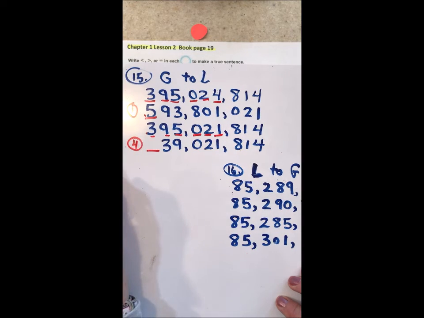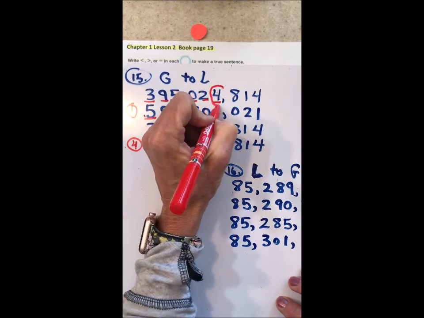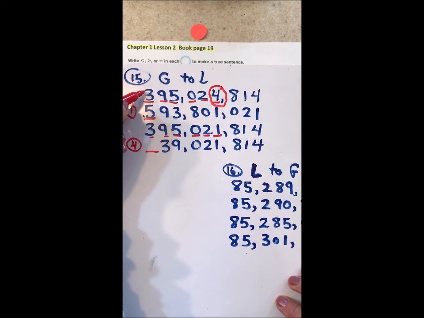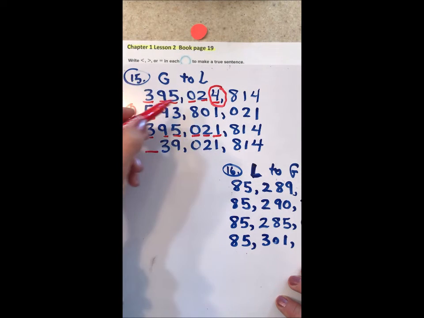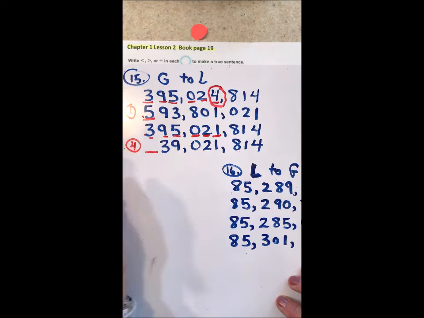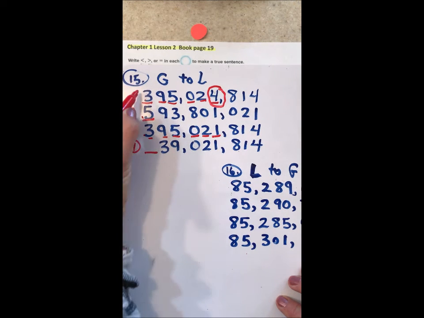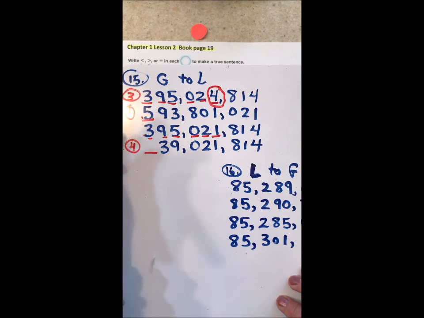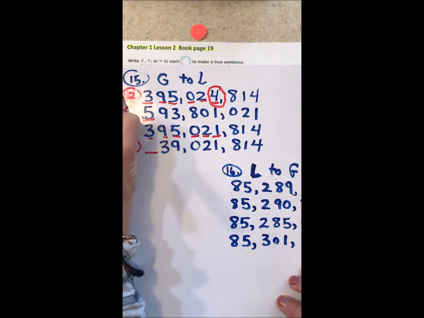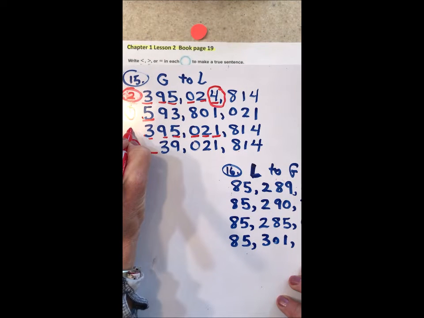Finally, something different. The 4 wins. The 4 is greater than the 1. Therefore, this entire number is greater than this entire number. Because in the place values that count, the greater place values, this one was larger. So this would be number 3, and this, this would be number 2, and this would be number 3.